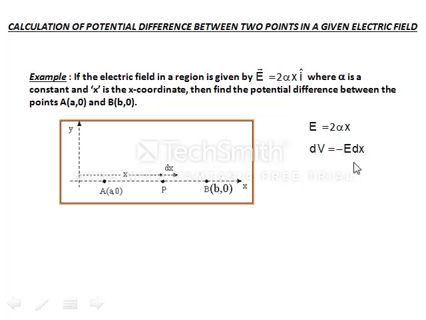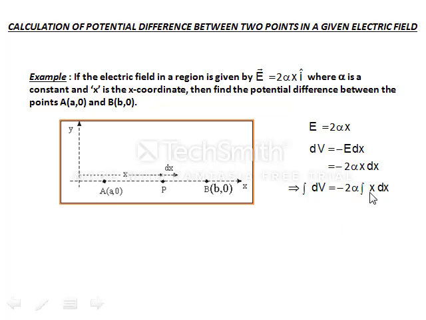Now we have the value of E from here. Let's substitute that value. Minus, this one is E. Now integrate both the sides. Integral dV is this, minus 2 alpha is constant. It comes out of the integral sign, x dx.